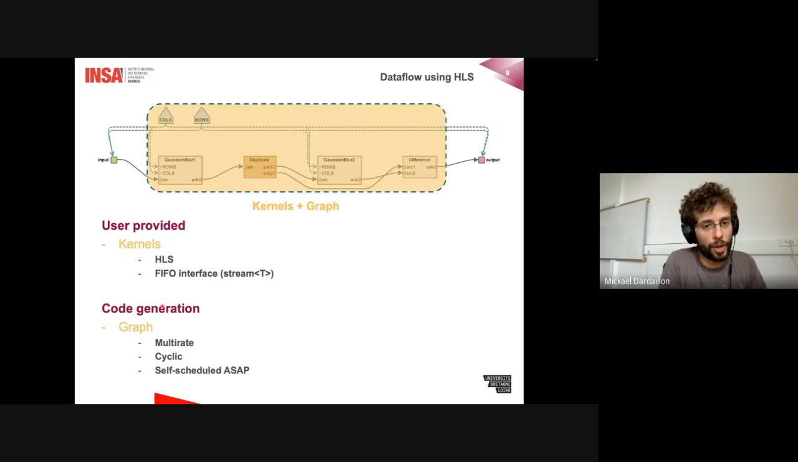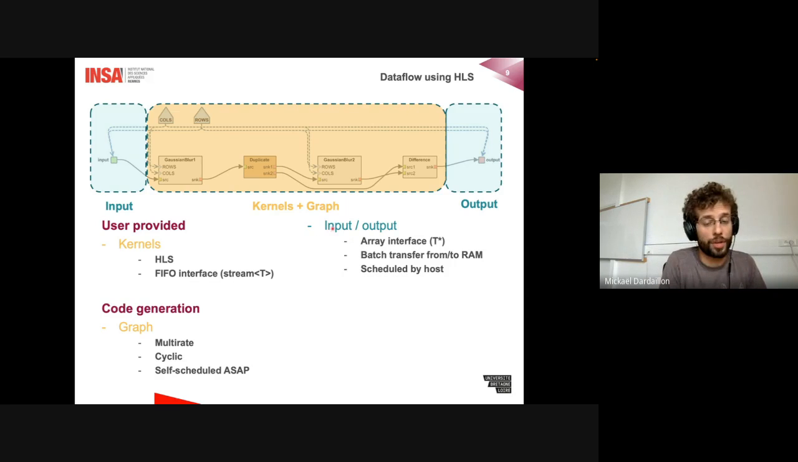And then in terms of code generation, the user is going to construct the graph, but the code generation is going to generate the connection between all those actors, and support everything that is multi-rate, which is not supported natively by high-level synthesis. We support cyclic graphs, and we prove that they are deadlock-free, which is quite a challenge. That is, again, definitely not supported by Vitis HLS. And we follow a self-scheduled as-soon-as-possible execution, which means that we are always going to reach the highest throughput given an amount of buffer.